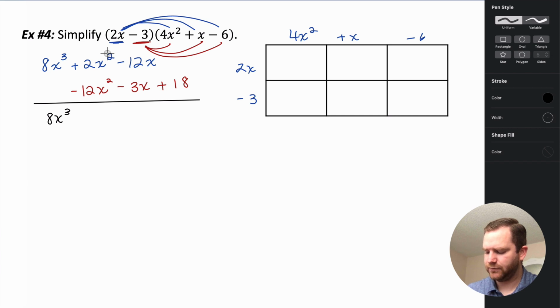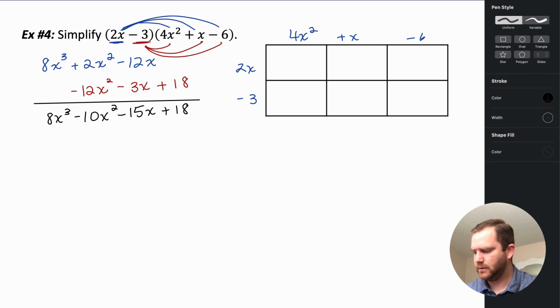2x squared and negative 12x squared. So 2 minus 12, that's negative 10. And then the x squared stays the same. These have the same sign, so you add their values and take their sign. So it's going to be a negative, and then 12 and 3 is 15, x, and then plus 18.